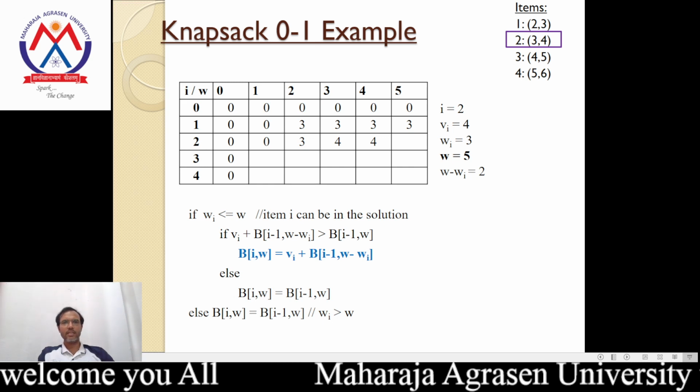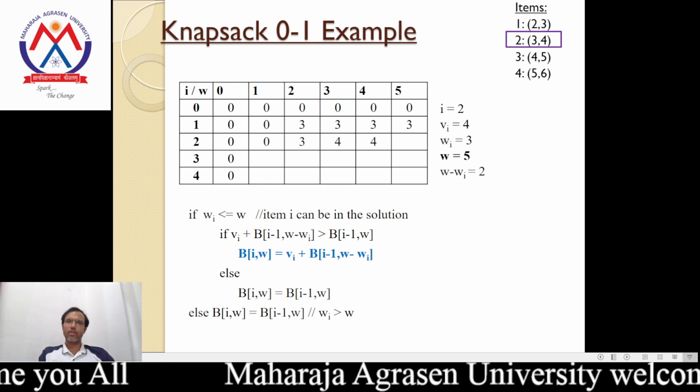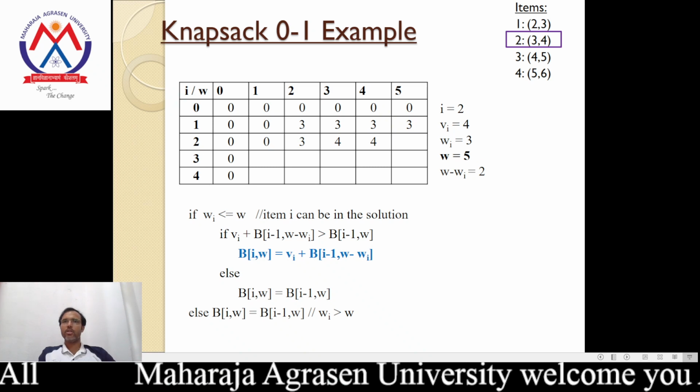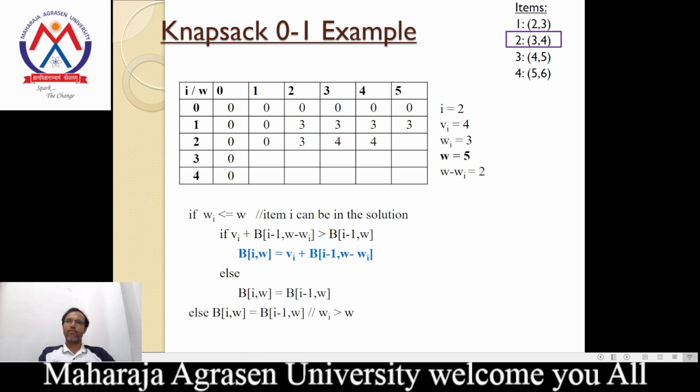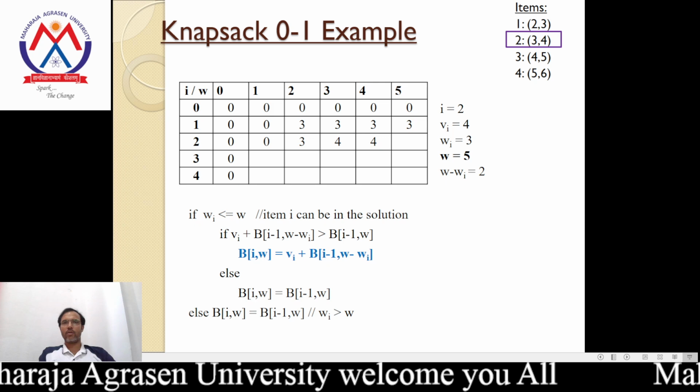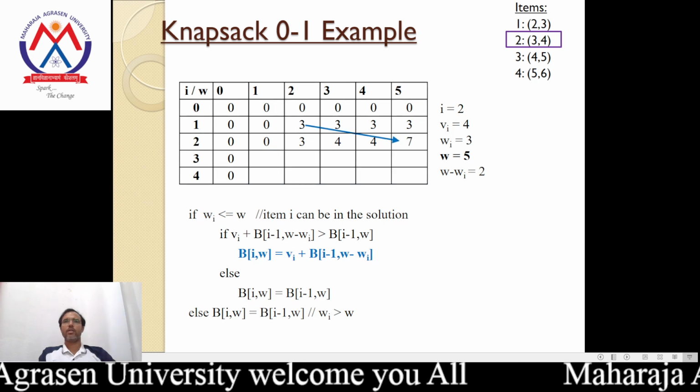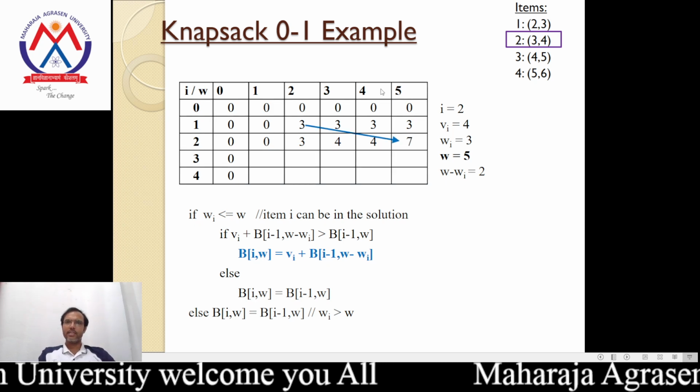Again we have considered the maximum item. The maximum item value will be 3, and the profit value will be 4 accordingly. Okay, this is the case. Now here the case will be there.